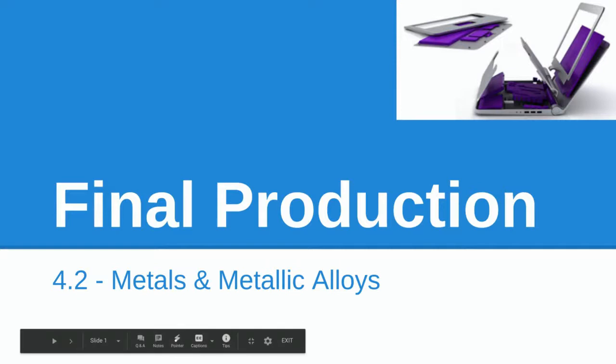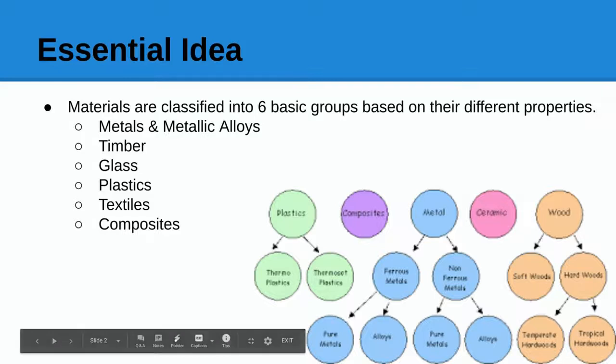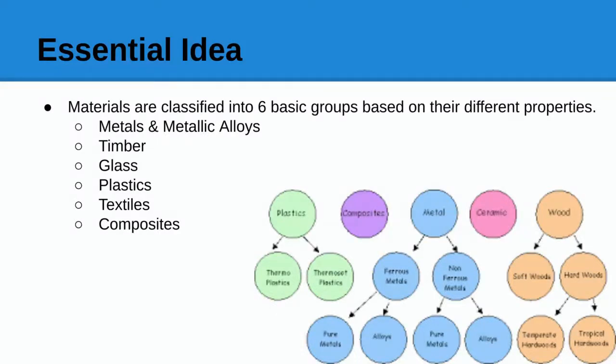Topic 4, lesson 2, which is on metals and metallic alloys. So we talked in the last lesson about all the different materials that are out there, basic idea. The big ones we're going to really focus on are these 6 main groups. So metals and metallic alloys, timber, which is all your different wood products, glass, plastics, textiles, and composites. And this chart shows 5, but it's really the same idea. There's probably something in there that's consolidated together.